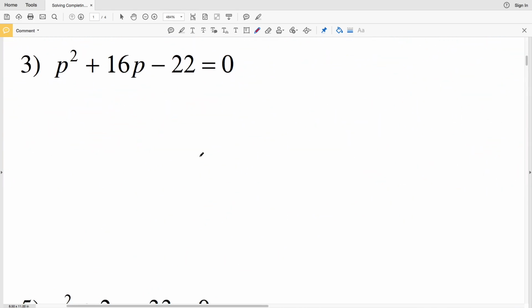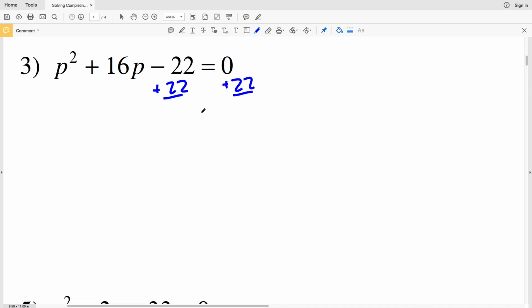Let's continue on with number 3. I'll complete number 3 like I did in number 1 by moving this constant to the right-hand side at the start. So I'll add 22 to both sides. So I'll have p squared plus 16p equal to a positive 22.